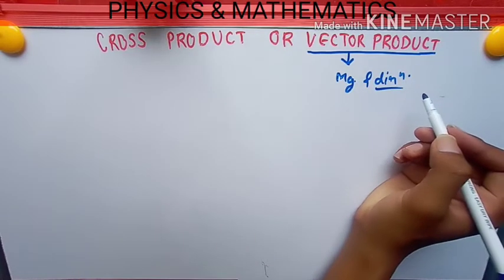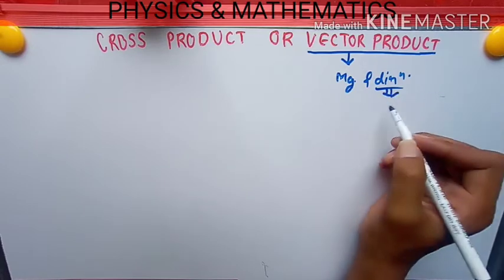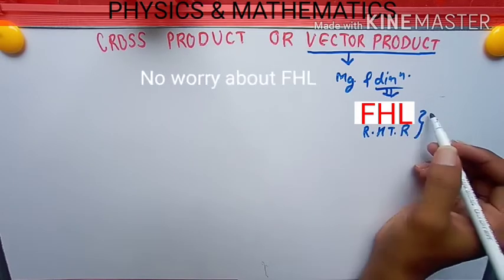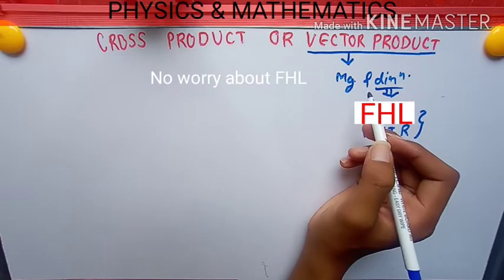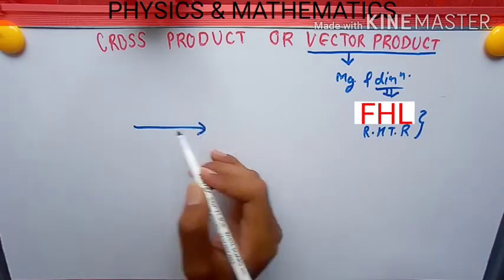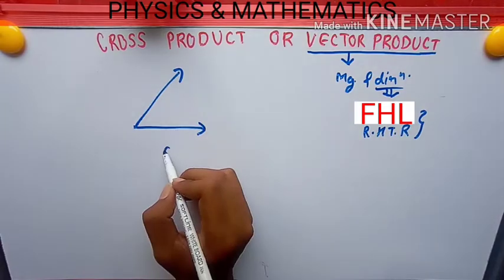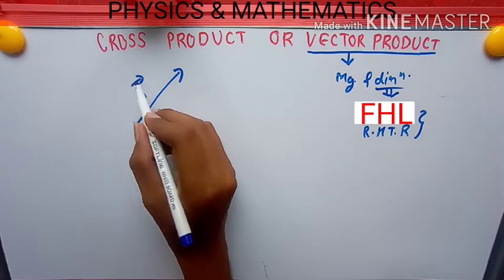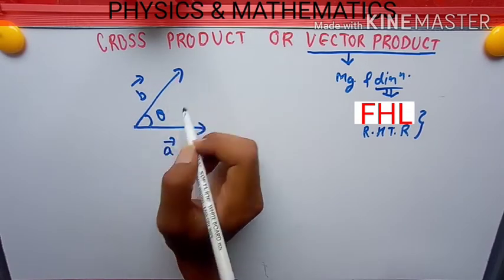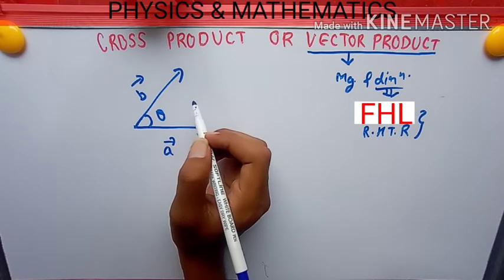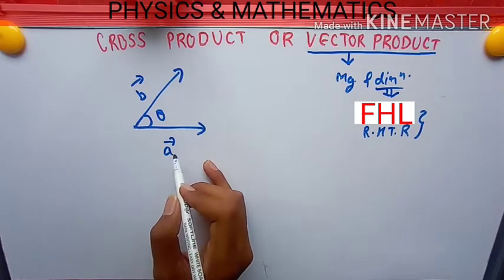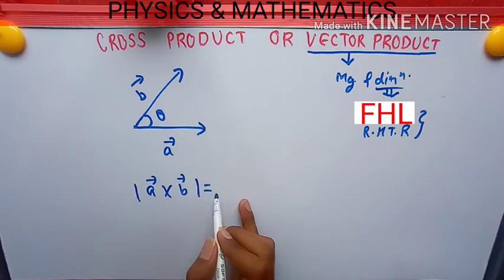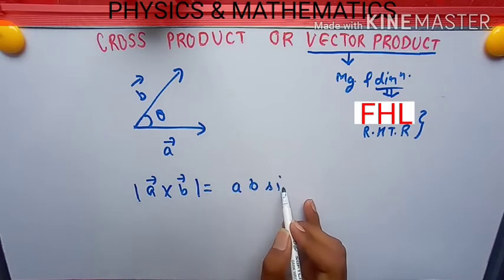For finding direction, we will use a method named the right hand thumb rule. Soon we are going to discuss these rules. But what about magnitude? So let's check. Two vectors are at angle theta. This one is A vector and this is B vector. So their resultant will be given by a third vector. Okay, and we will write its magnitude as A cross B is equal to AB sine theta.